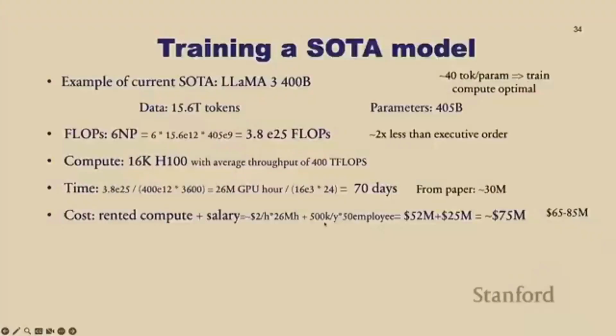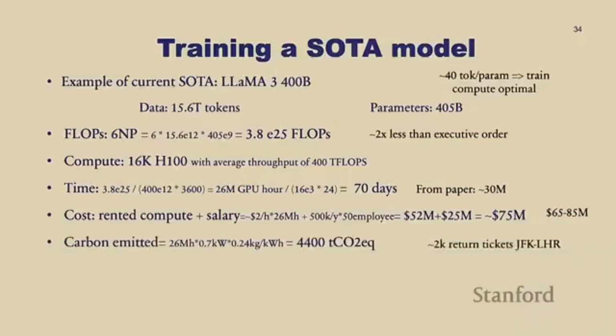Now salary: I said 50 employees, $500K per year. It's probably the right ballpark, 25 million. So if you put it all together, around $75 million for training this Llama model. I'm probably off by like 10 million, but that's the right ballpark.